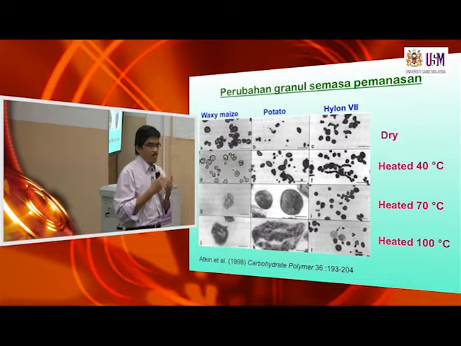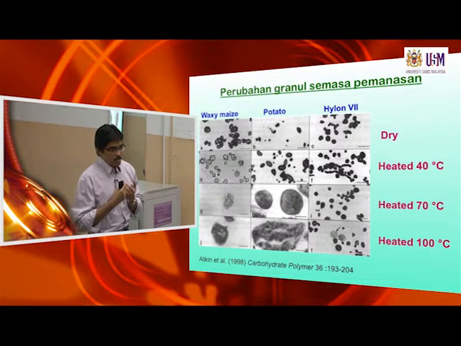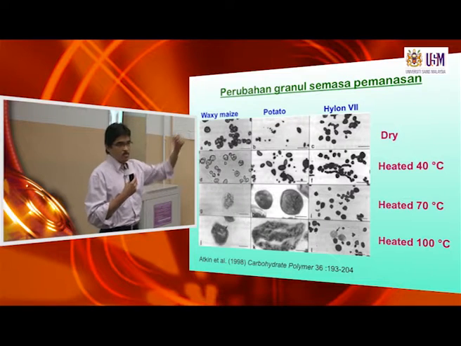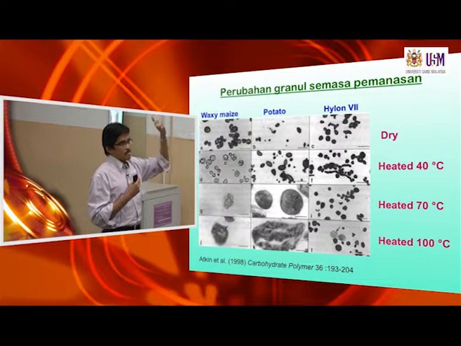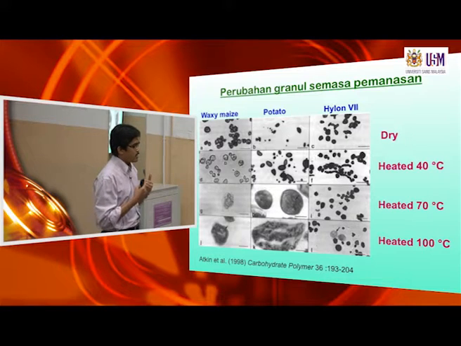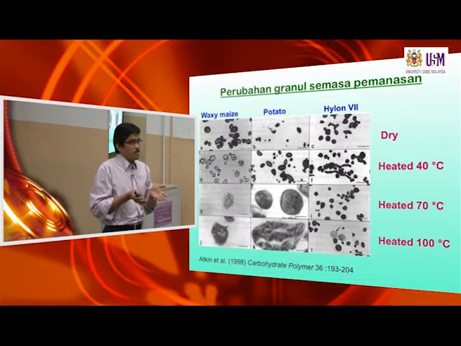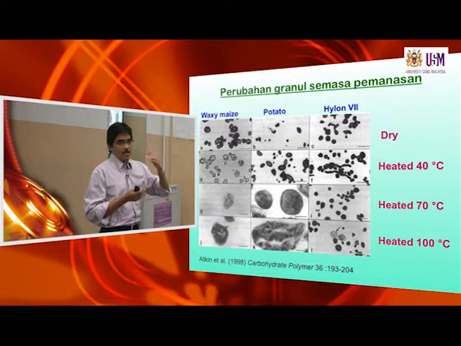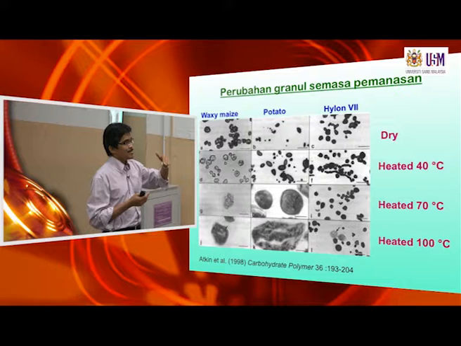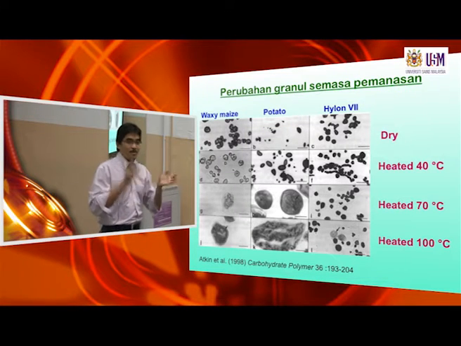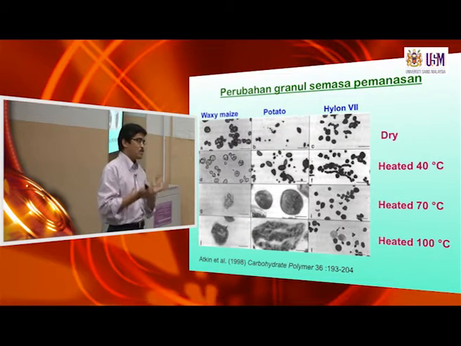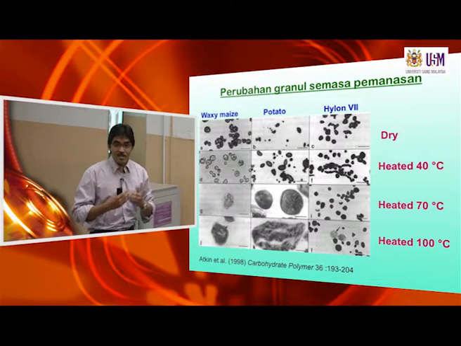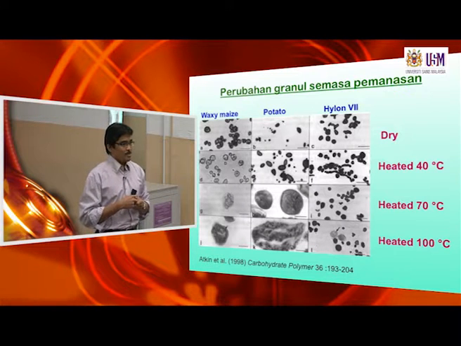So if you want the high amylose starch to swell, you have to supply enough heat, so you have to increase the temperature, sometimes maybe even above 100 degrees Celsius. So you have to heat up under pressure, maybe in the autoclave, because at atmospheric pressure the highest you can get is 100. So you have to use an autoclave or high pressure cooker, then only you can fully gelatinize the high amylose starch.